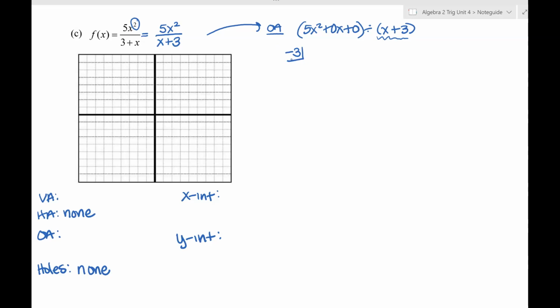So -3 would be my number here in this box. My coefficients would be 5, 0, 0. And it is important that you have the 0 placeholders because it will adjust the other numbers. So I dropped down that first 5, and now I'm going to go ahead and finish this. So 5 times -3 is -15, and -3 times -15 is 45. So remember what this means. This means the answer to the division problem is 5x minus 15 with a remainder of 45.